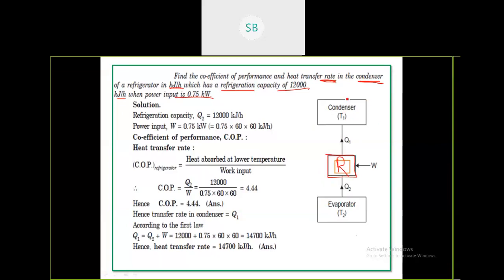Now what is meant by condenser and what is meant by evaporator? As I already told during the discussion of the refrigerator and the second law of thermodynamics, what does the refrigerator available in your home do? It takes heat.